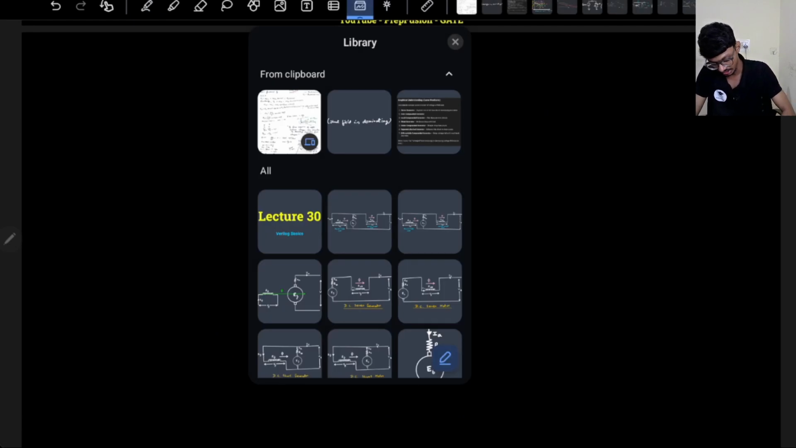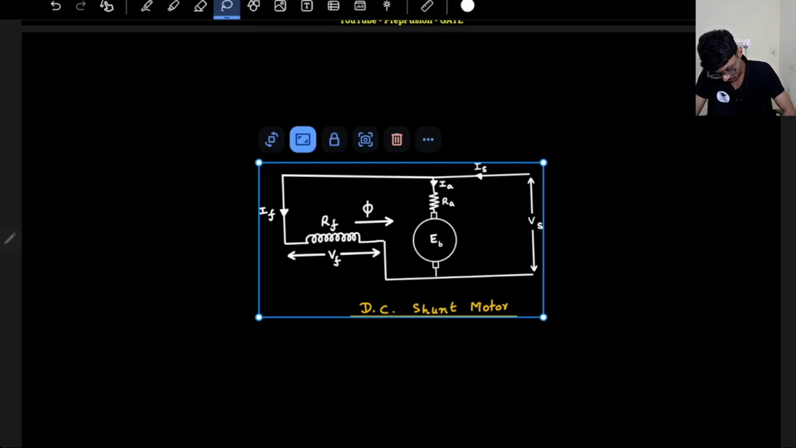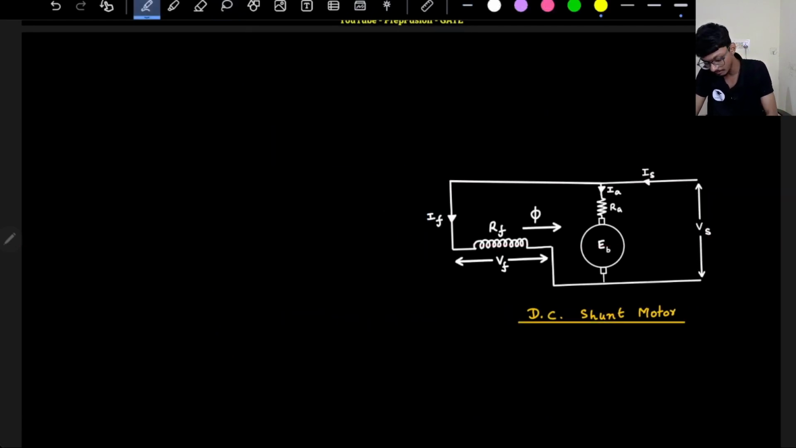So let's start off with the DC shunt motor. In the case of the DC shunt motor, I know the basic thing: EB will be equal to Vs minus Ia Ra. And one more thing I know, what is EB equal to?